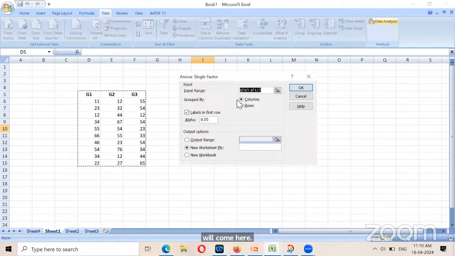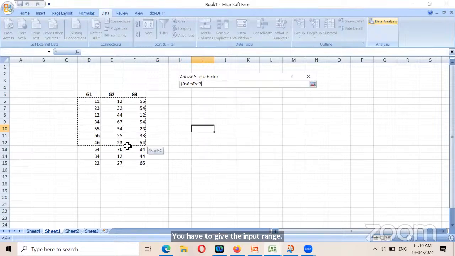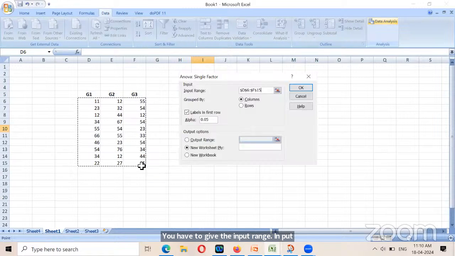Input means which values we want to take, that range we have to give here. So I will select this. Then group by columns or rows. We are grouping it by column by default. Okay, this is very important. Now when we are doing the ANOVA test, where do you want the output result?